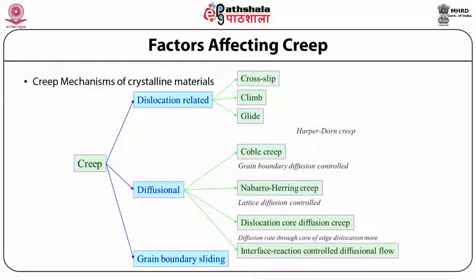This is the Harper-Dorn creep. Then the diffusional one is again divided into four parts. The first one is called Coble creep, which is grain boundary diffusion controlled. The second one is Nabarro-Herring creep, which is lattice diffusion controlled. The third one is dislocation core diffusion creep, where the diffusion rate through the core of an edge dislocation is more. And the fourth one is interface reaction controlled diffusional flow. So these are the creep mechanisms of crystalline materials.